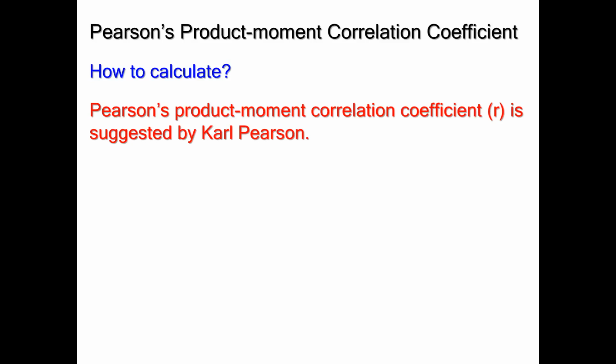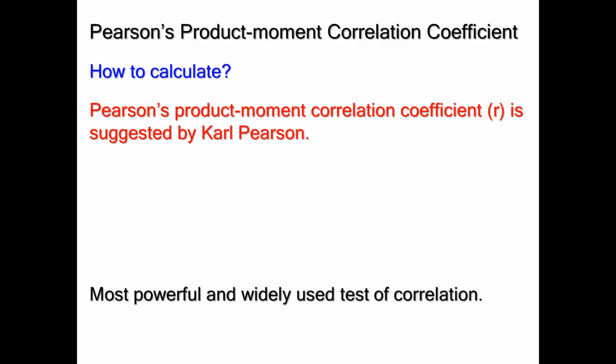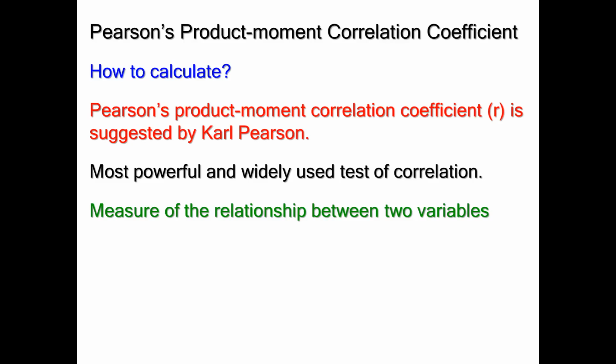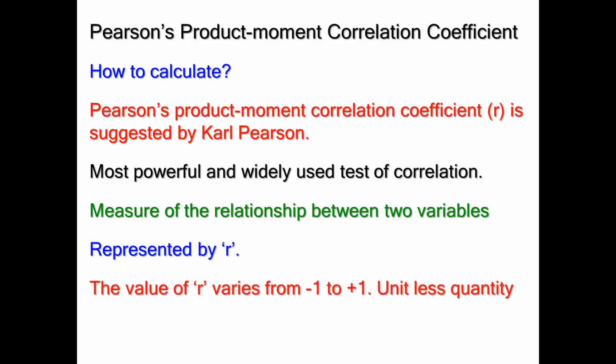The Pearson's product correlation coefficient, which is denoted by small r, is suggested by Karl Pearson. It is one of the most powerful and widely used techniques of correlation. It measures the relationship between two variables and it is represented by small r. The values of r vary from -1 to +1 and it is a unitless quantity.